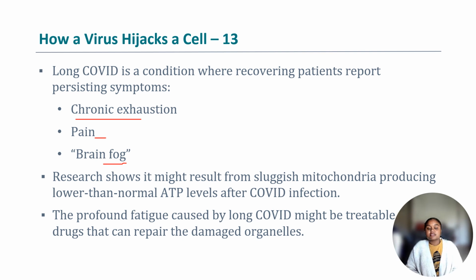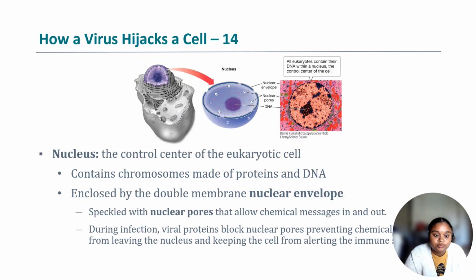which makes sense because mitochondria create ATP and energy that we need to move, do daily tasks, even think. We need mitochondria for our nerve cells. So when those are impaired because COVID damages our mitochondria, we can't move as efficiently, causing chronic exhaustion. We can't recover as fast, so chronic pain. And then obviously I'm getting spacey, brain fog. So that's, again, lower than normal ATP levels due to damaged mitochondria from COVID.